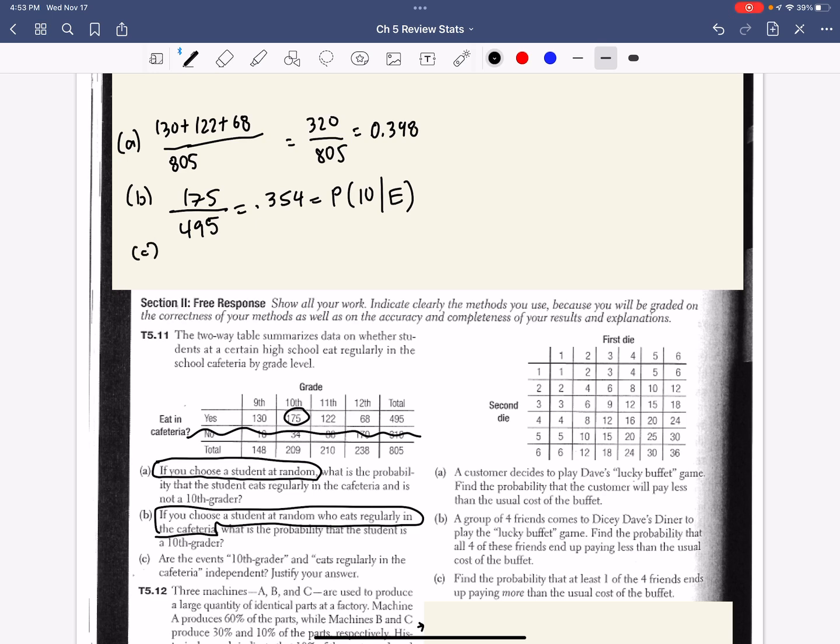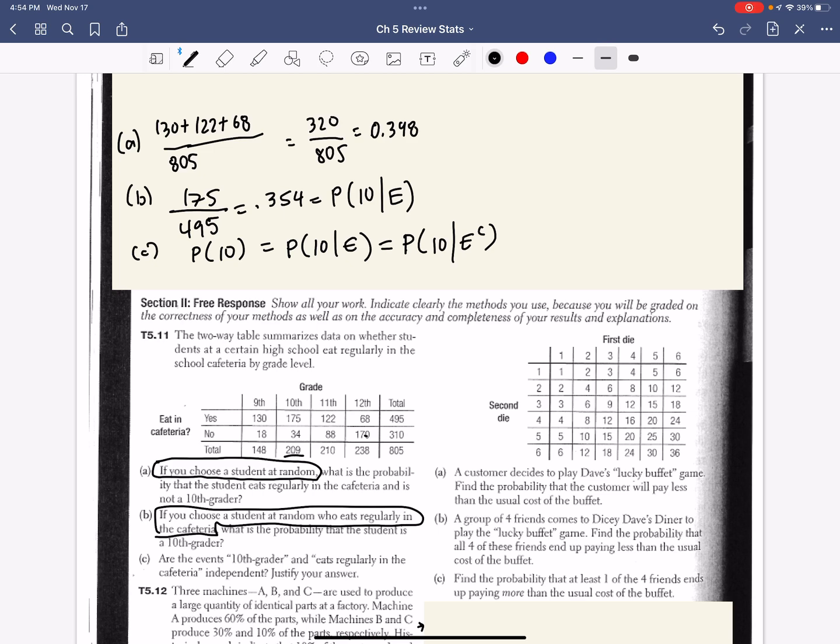Part C: are the events 10th grader and eats regularly in the cafeteria independent? Is the probability of a 10th grader equal to the probability of a 10th grader given you eat in the cafeteria, and also equal to the probability of a 10th grader given you do not eat in the cafeteria? Notice we already answered almost exactly all these questions in the multiple choice section, so it's kind of redundant to give this as a free response question, and I didn't have to make a Venn diagram or a two-way table. You're likely not going to get a question just like this, but it's good practice for the multiple choice. So what's the probability that you are a 10th grader?